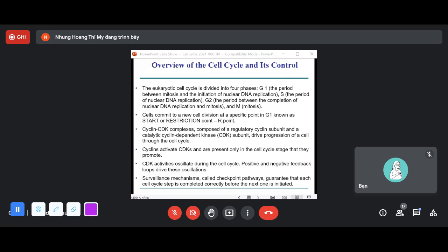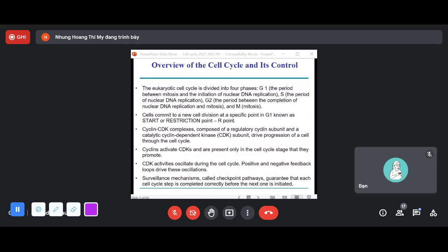So in each phase, the cell needs to satisfy the condition so that it can move on to the next phase. And the status that gives the decision to the cell to continue or stop becomes a checkpoint. And in the G1, this checkpoint is the most powerful checkpoint. They can call this a stop or the restriction point, or the R point.